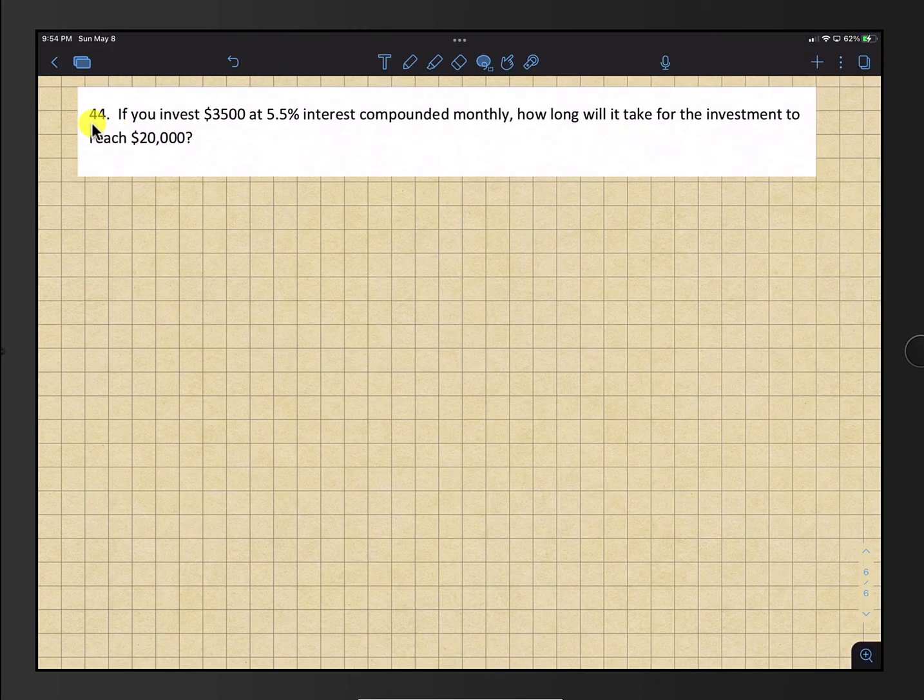And here's our last question, number 44. If you invest $3,500 at 5.5% interest compounded monthly, how long will it take for the investment to reach $20,000? Well, because we're compounding monthly, we need the equation that has n. So it's A equals P times 1 plus r divided by n raised to the power of n times t. Now n is the number of times per year that your interest is compounded. And since it is monthly, that's going to be 12 times a year. So n will be 12.